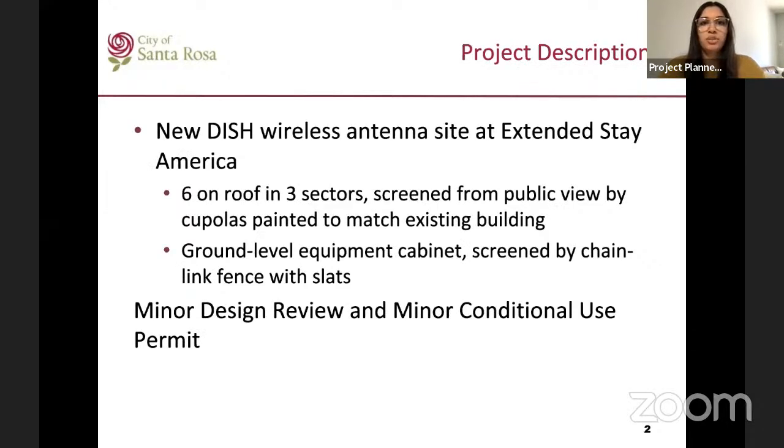This will be a new DISH wireless antenna site at the Extended Stay America at 100 Fountain Grove Parkway. There will be 6 antennas on the roof in 3 sectors, which will be screened from public view using cupolas painted to match the existing building. There will also be a ground level equipment cabinet, which will be screened by a chain link fence with slats.